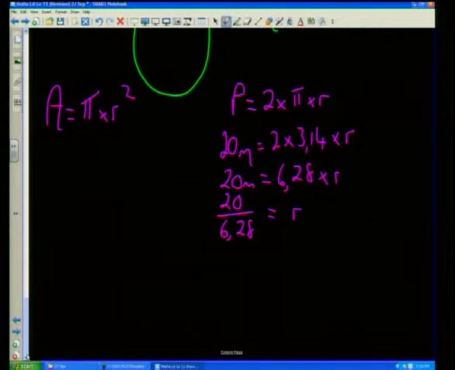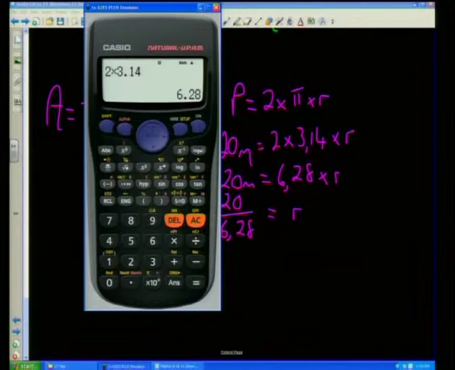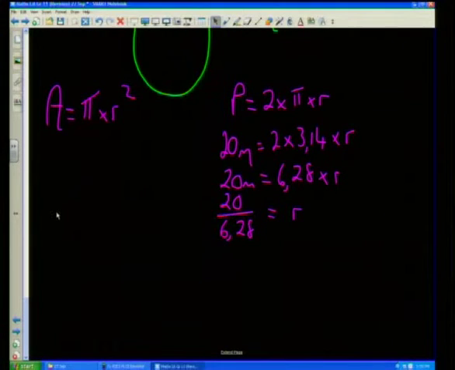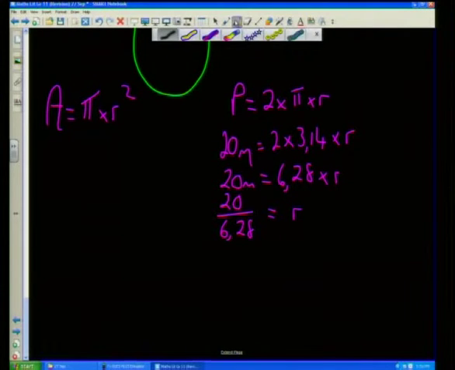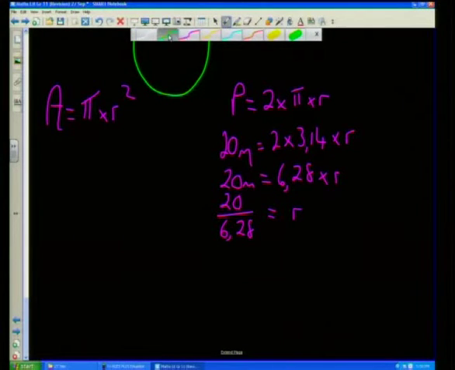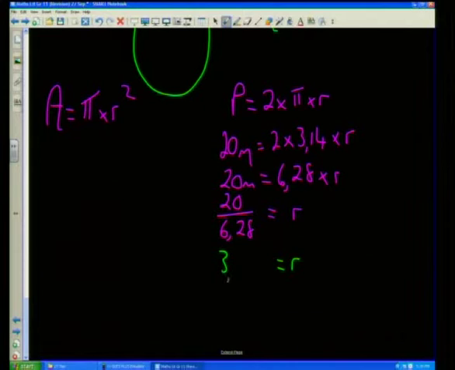Okay. Now, our calculator is going to do the work for us. And we say, right, 20 divided by 6.28. And our radius, we're going to get a weird figure here, is 3.18. I'm just going to round it to 3.18. So my answer is going to be radius 3.18 meters. So we found out what the radius is.